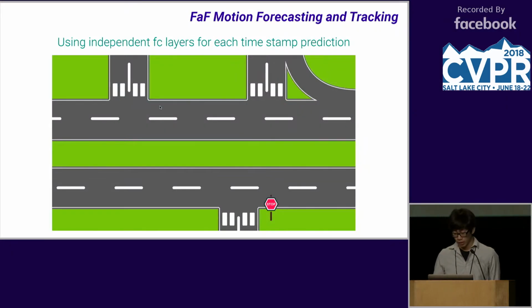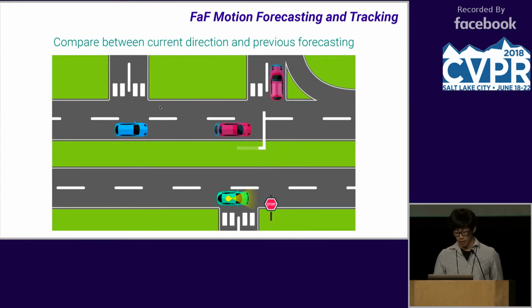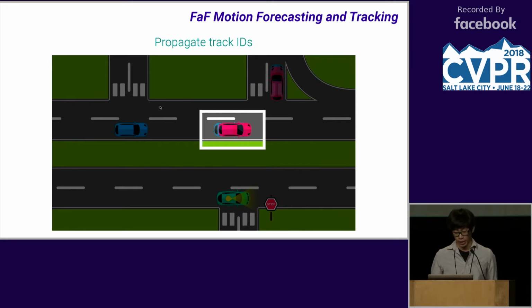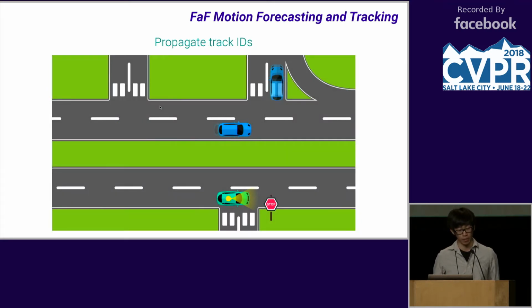Given the CNN features, we use a fully connected layer on top to predict the vehicle's current and future location. So in this animation, the left solid blue car represents the current detection, and the 2 light blue cars on the right represent future predictions. Now moving to the next step, we detect another red car. As our current detection overlaps with previous forecasting, we can confidently say that they're actually the same car. So we can propagate the track ID and get our tracklets.